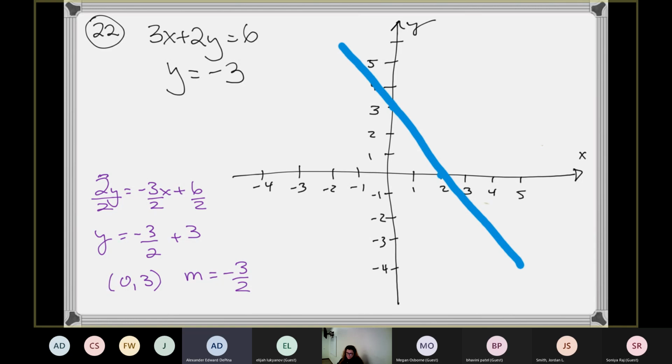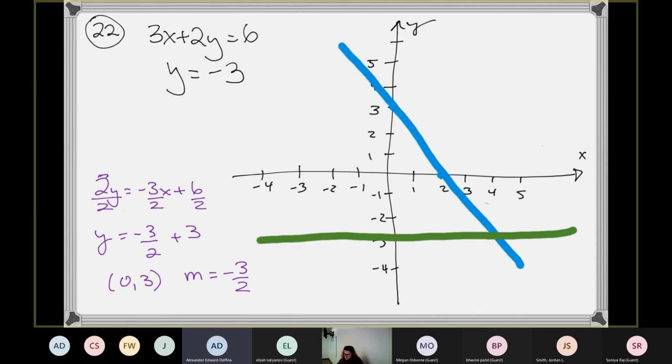There you go. Much better. Y equals -3. What kind of line is that? Yes. How do I draw that line? Y equals -3, horizontal on -3. All right. I thought that's what you meant. That's what you did mean.